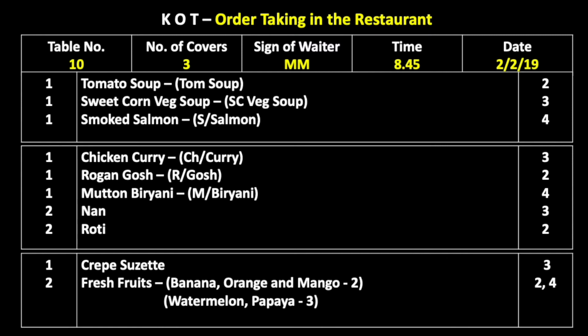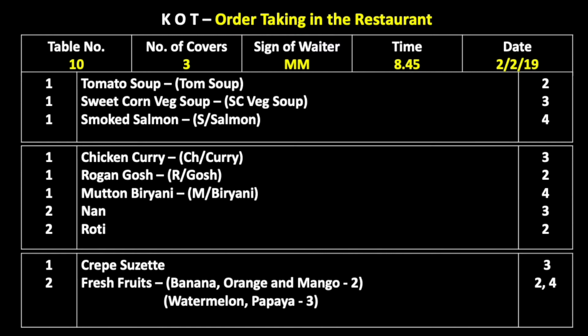Once you get to know that chair number 2 has ordered a tomato soup, then you can go ahead and put portion number 1. Once you get to know chair number 3 has ordered a sweet corn vegetable soup, you can go ahead and put portion 1, and so on and so forth for smoked salmon. Once the first course is done, you can draw lines across to differentiate to the chef that that is the first course, main course, and sweet and dessert course.